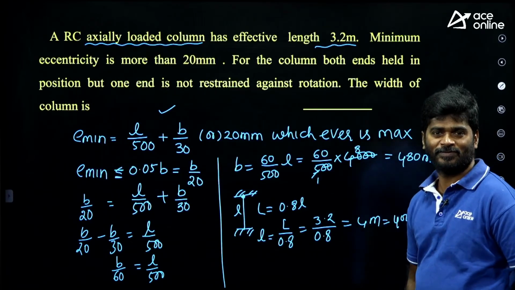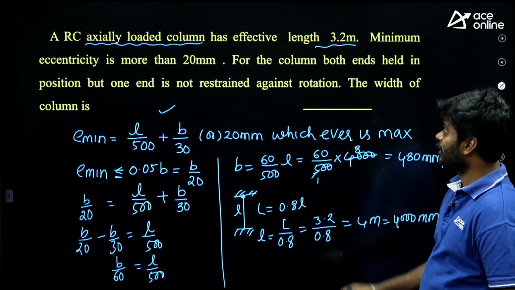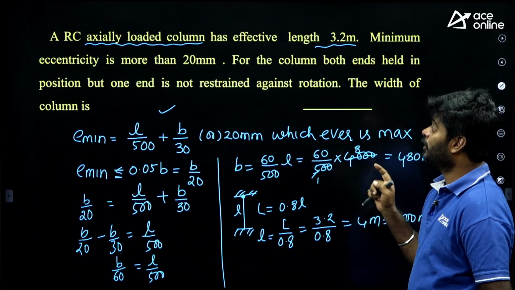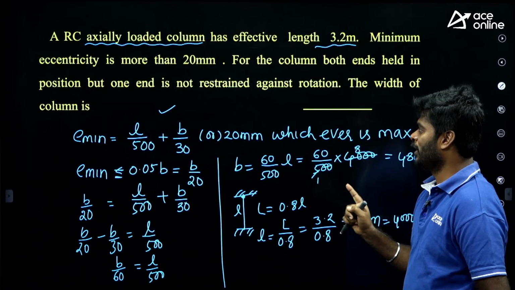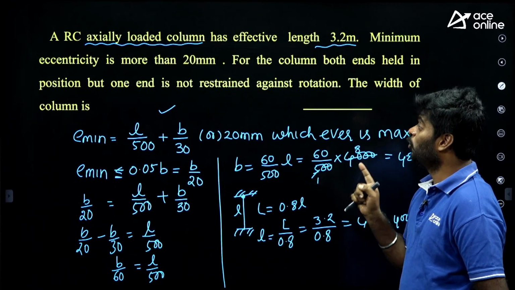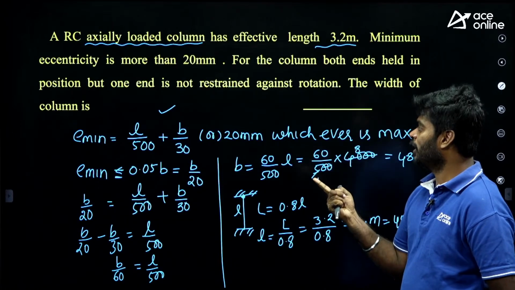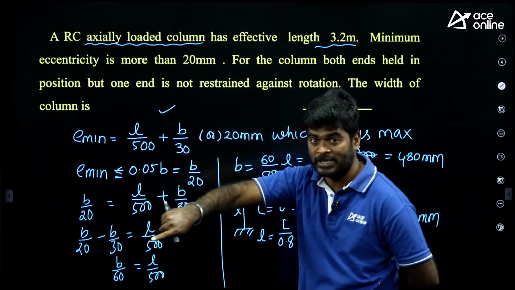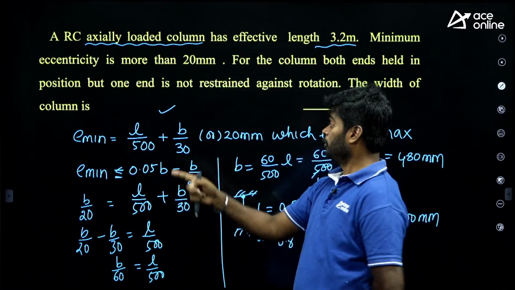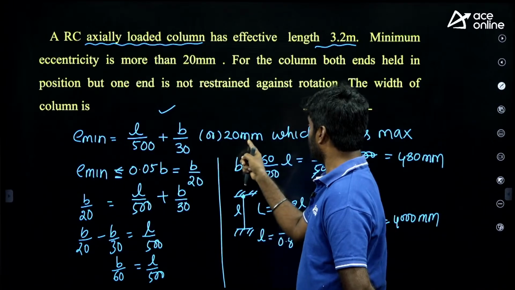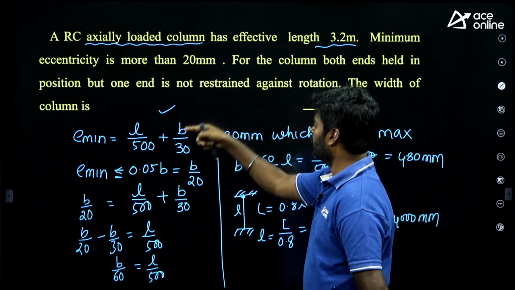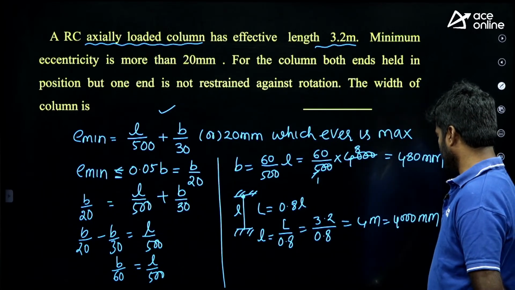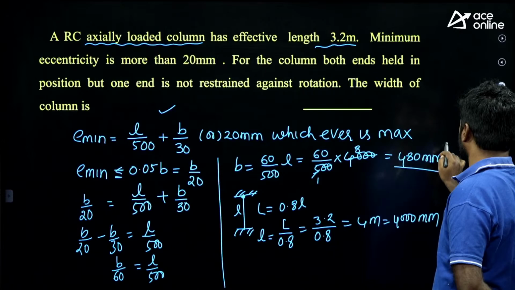Beautiful question. They are asking to find out the width of the column. But here they mentioned two things: number 1, it is an axially loaded column; number 2, eccentricity is more than 20 mm. From these two, whichever is maximum is adopted. Correct? But here we are going to take this because the value should be more than 20 mm. They have mentioned it in the question itself. It is 480 mm is the answer.